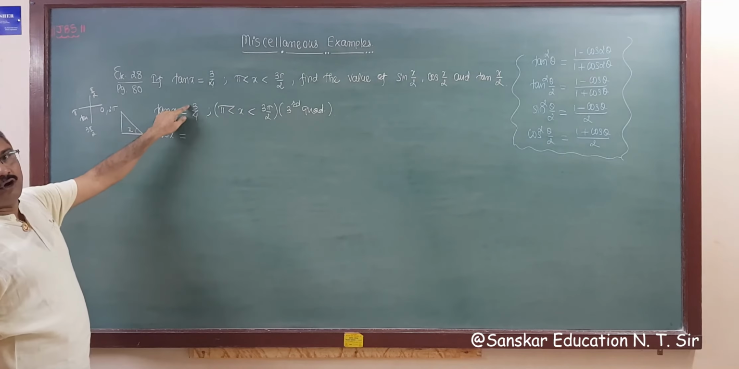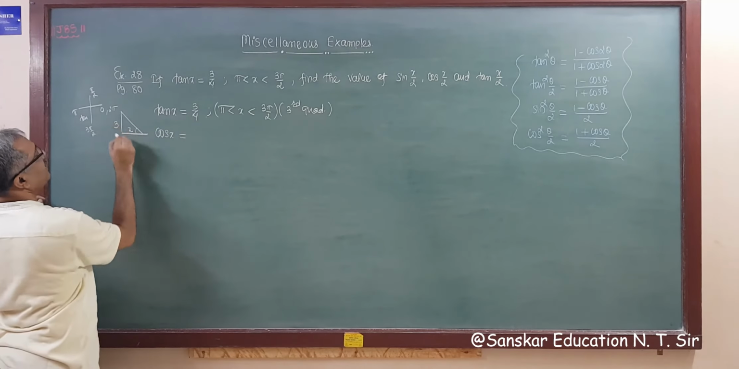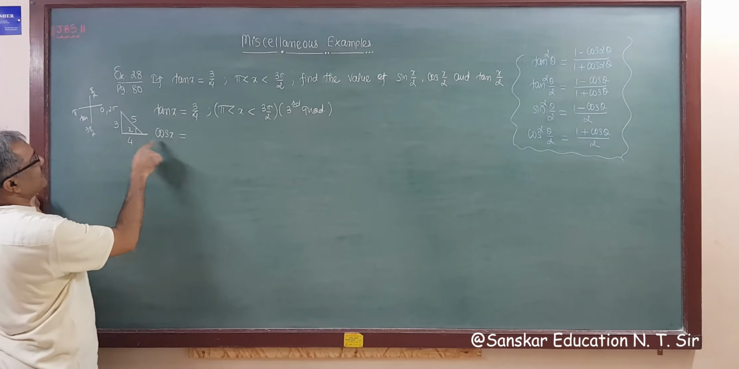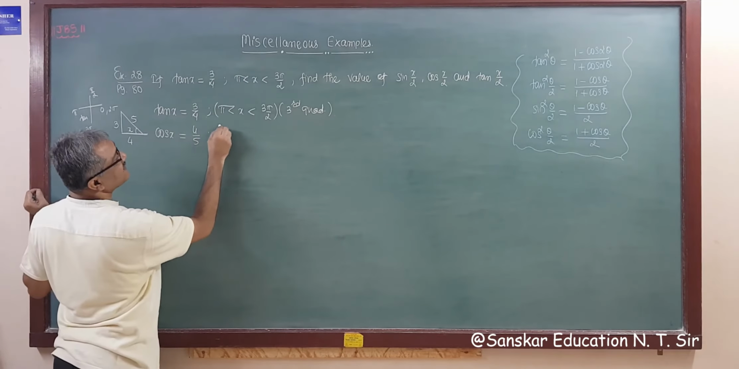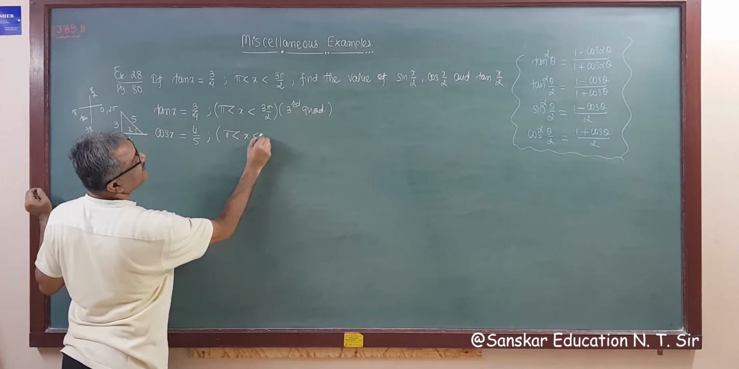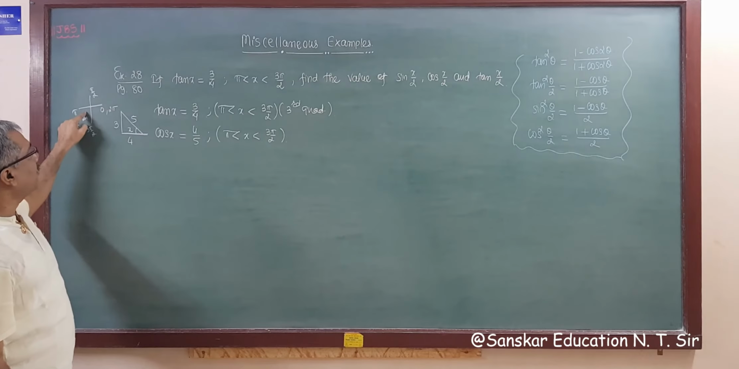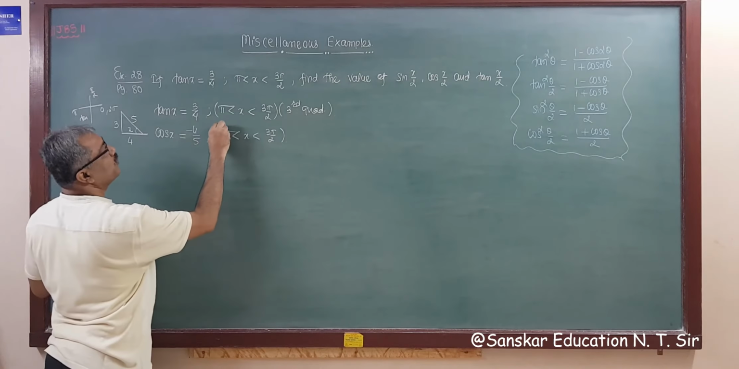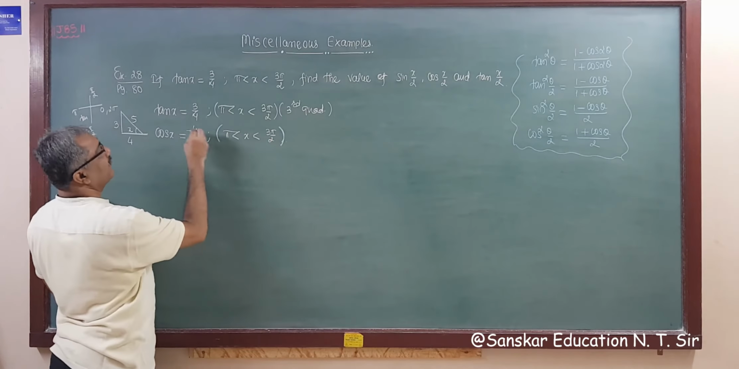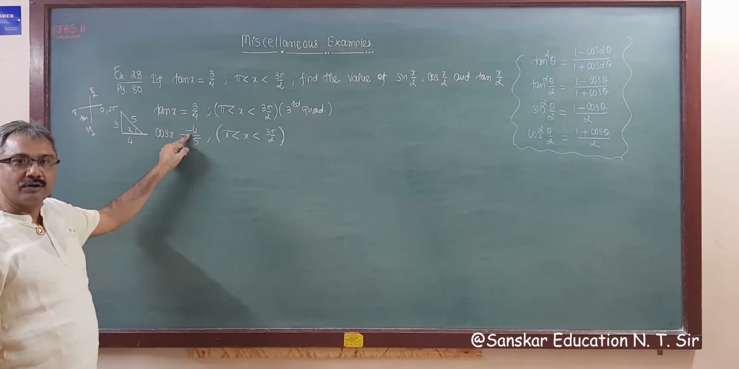Tan means opposite upon adjacent. So this is 3, this is 4, so this is 5, right? So cos x is equal to 4 by 5. But this is pi less than x less than 3 pi by 2, third quadrant, and in third quadrant cos is negative, so we are putting a minus sign here. Due to this we are taking a minus sign, because cos is negative in third quadrant.